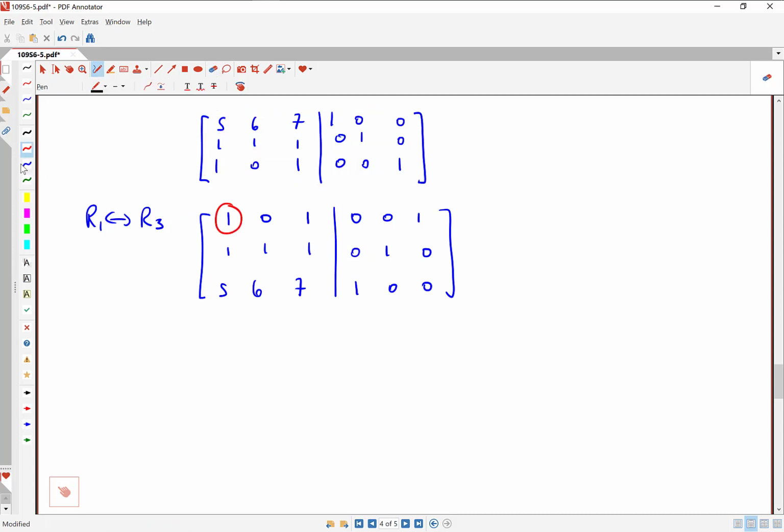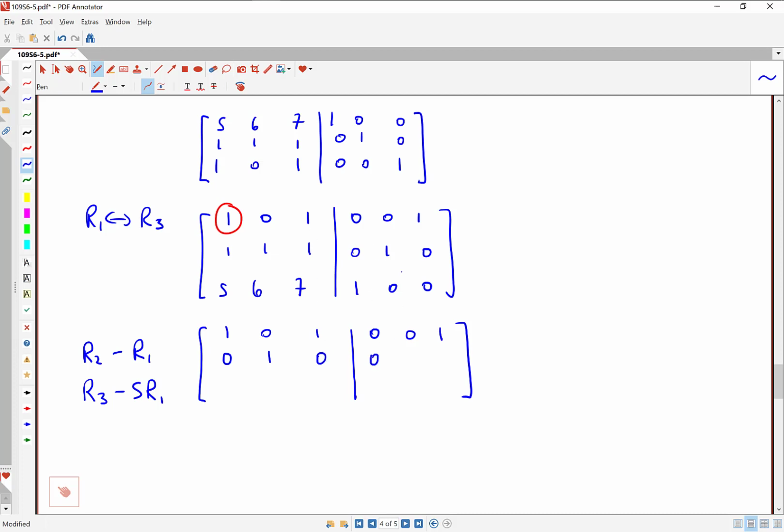So from there, we're going to fix up the rest of the first column. Let's go row 2 minus our pivot row, and at the same time let's go row 3 minus 5 times our pivot row. So top row is not changing. I think I'll just recopy that, and then let's focus in on row 2 minus row 1. So 1 minus 1 is 0, 1 minus 0 is 1, 1 minus 1 is 0, 0 minus 0 is 0, 1 minus 0 is 1, and then 0 minus 1 is negative 1.